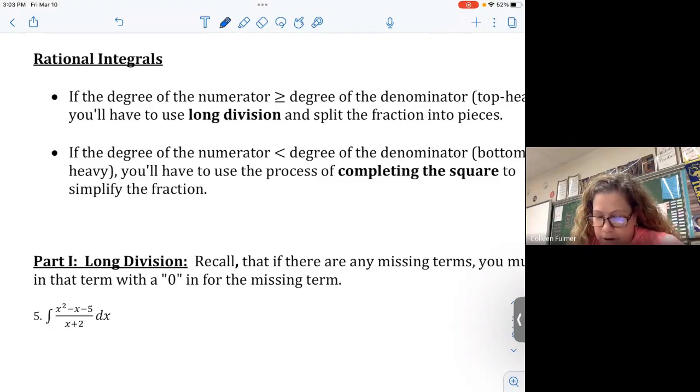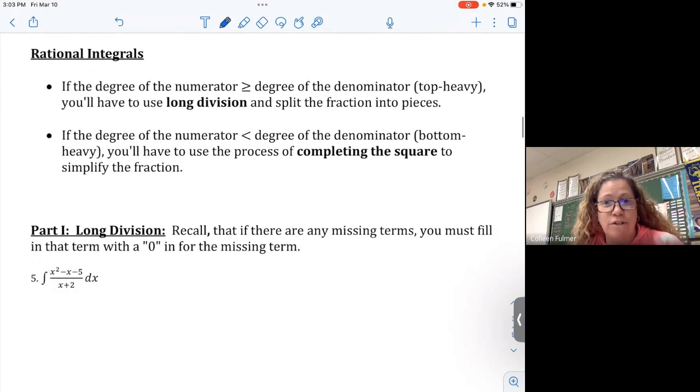Okay, here we are. We're going to try and do some rational integrals. So remember, rational means that you have a numerator and a denominator, much like the problems we did in the last video with the inverse trig, but they're not going to be inverse trig problems.